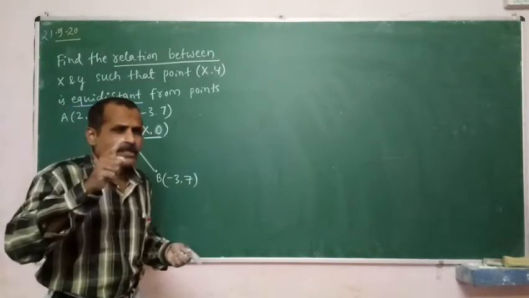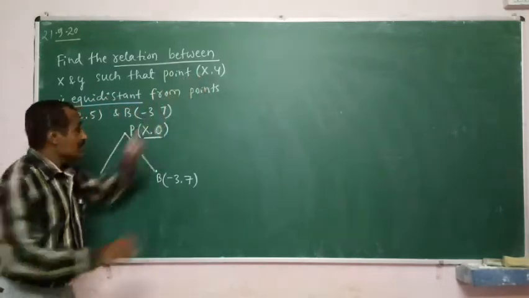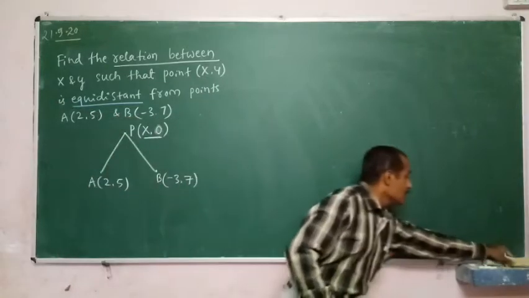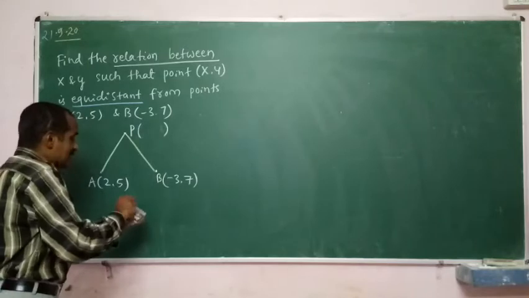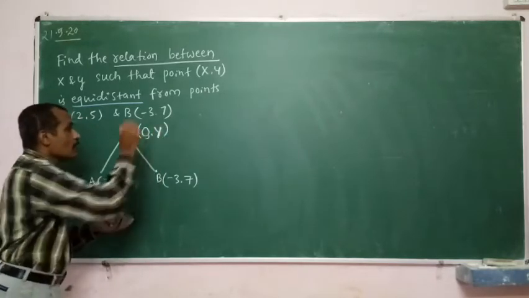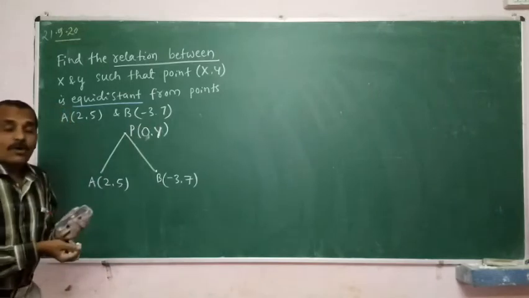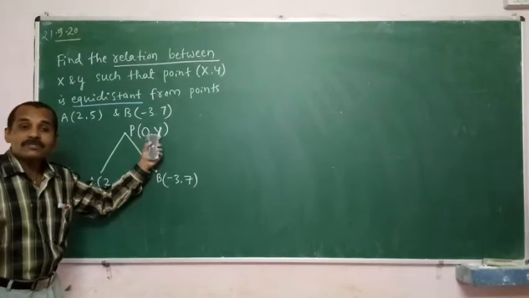In my previous video, I also gave you homework: the point is on the y-axis. When the point is on the y-axis, the x coordinate is 0, so the point is (0, y). How many unknowns are there? Only one unknown, so the y value also can be found.